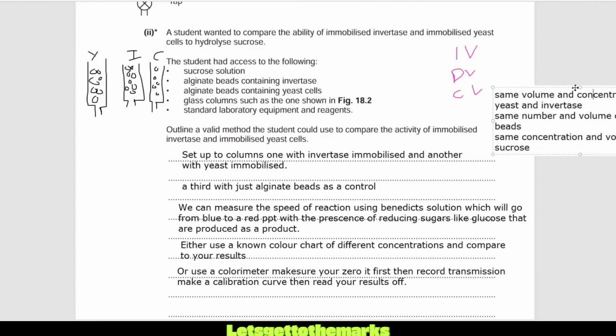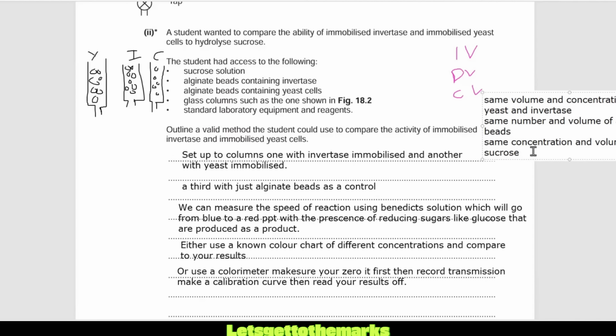Trying to think, what other control variables do we need? Oh, what else is going to affect enzyme activity? Temperature. So same temperature. You could say use a water bath. Same pH. So use a buffer solution to keep the pH the same. If you want to talk about the laboratory equipment, you could say use a buffer solution, same temperature, use water bath. Essentially, all of those are our control variables. And once we've gone through all of those, I think that's about it.